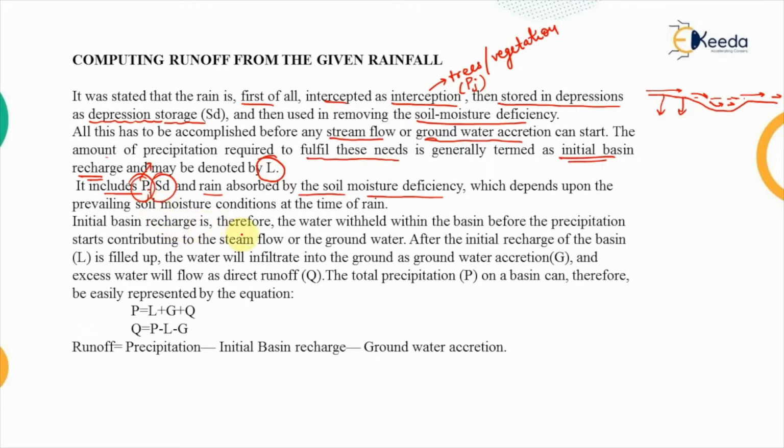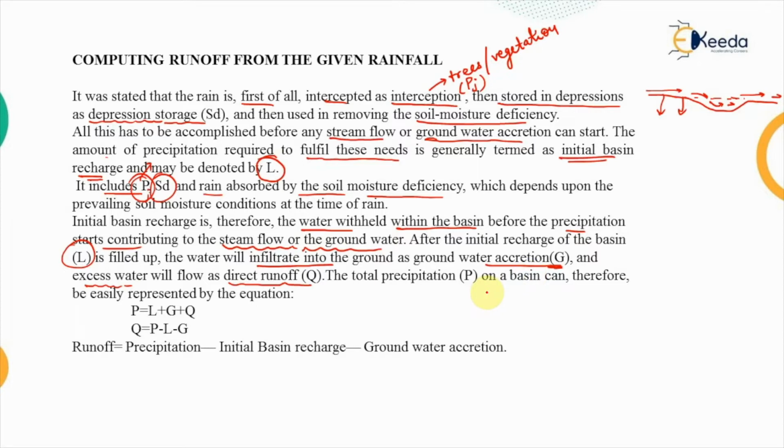Now initial basin recharge is therefore the water which is withheld within the basin, that means within the catchment area, before the precipitation starts contributing to the stream flow or to the groundwater. Before these two things happen, whatever water is consumed is termed as the initial basin recharge, and that is denoted by this capital L. Once this initial recharge is filled up, the water infiltrates into the ground as the groundwater accretion, which is denoted by capital G, and the excess or remaining water will flow as the direct runoff.